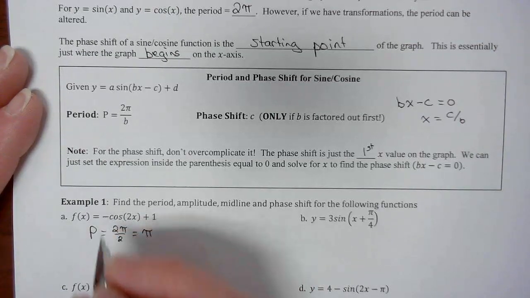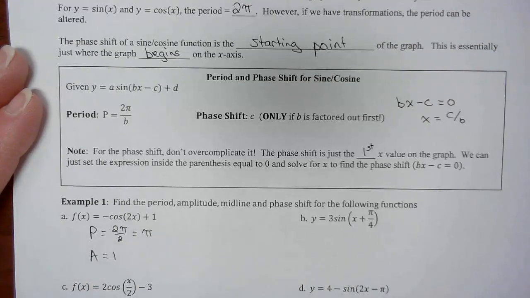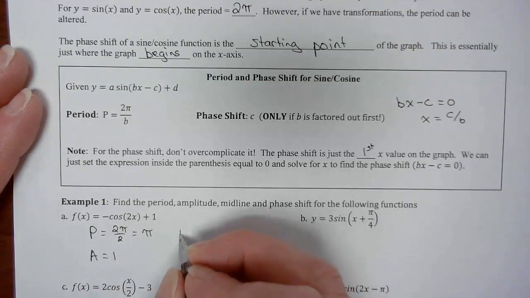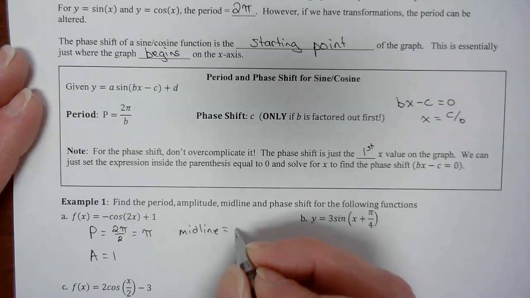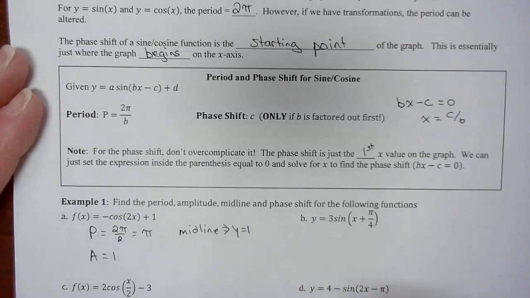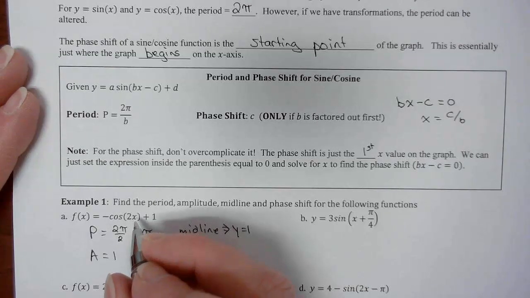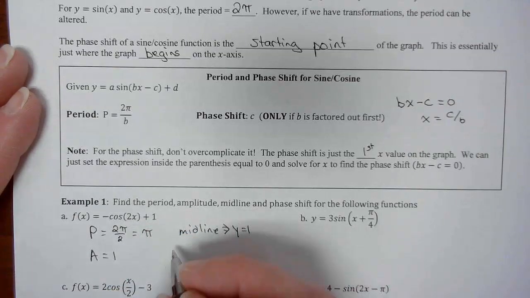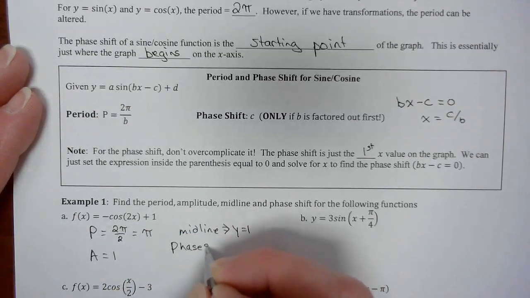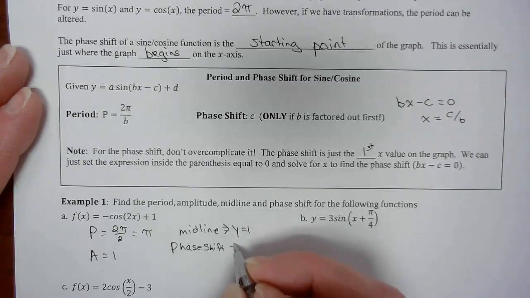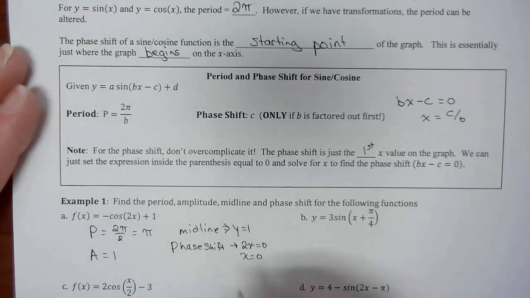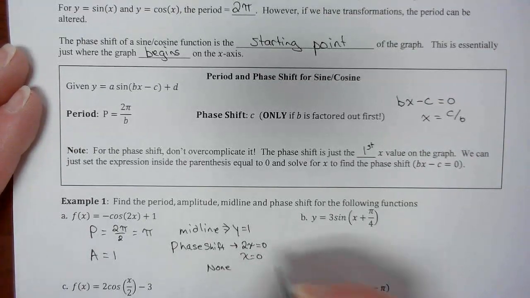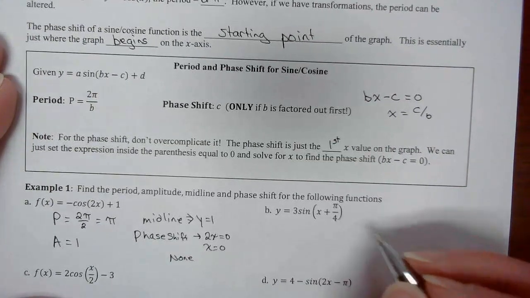The amplitude is the number in front of cosine. The midline is wherever we moved up or down. Y equals 1. The phase shift. Notice nothing is being added or subtracted here. So if I set 2x equal to 0, phase shift, 2x equals 0, I'd get x equals 0, so there's no phase shift. We're still starting at 0. What about for this one?